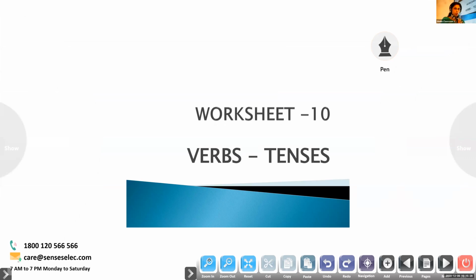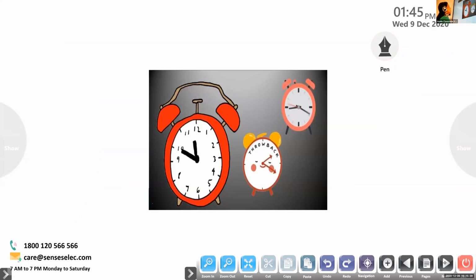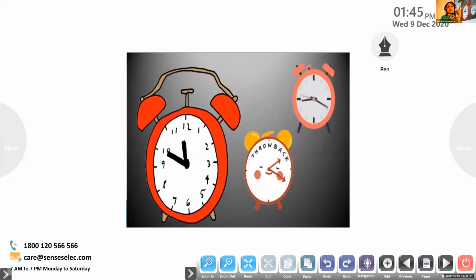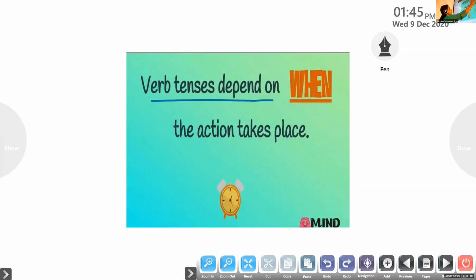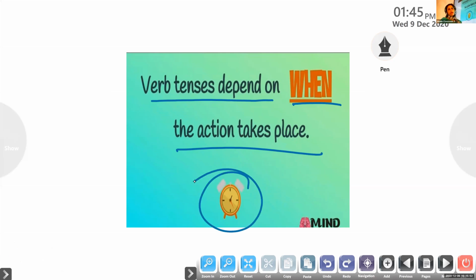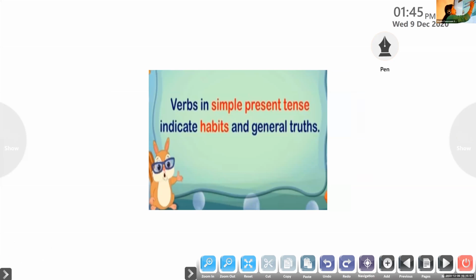We already know what a verb is. Verb is an action word. A verb can also tell us when the action takes place. So the tenses of the verb tell us when an action has taken place. It tells us the time when an action takes place. That's when the tenses come in. The verb tenses depend on when the action takes place. That's where the tenses are divided into three: the present tense, past tense, and the future tense.